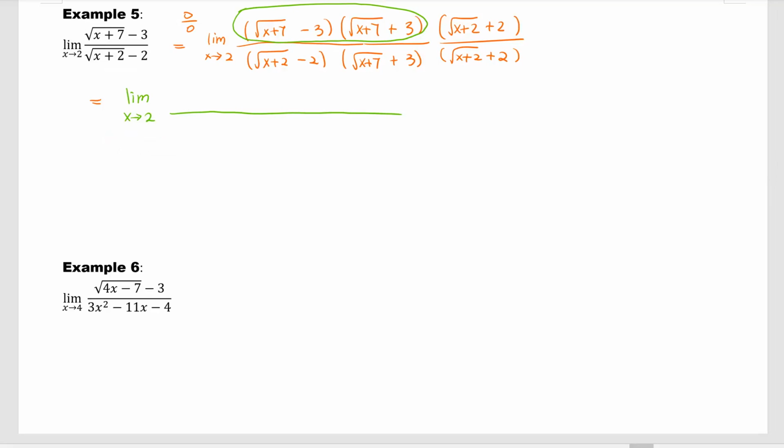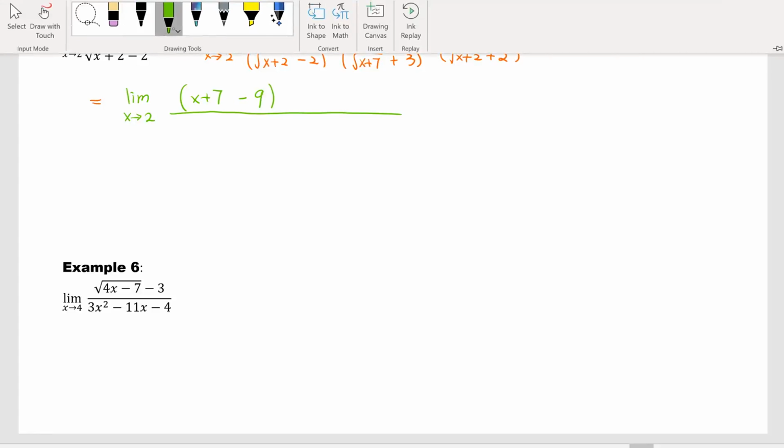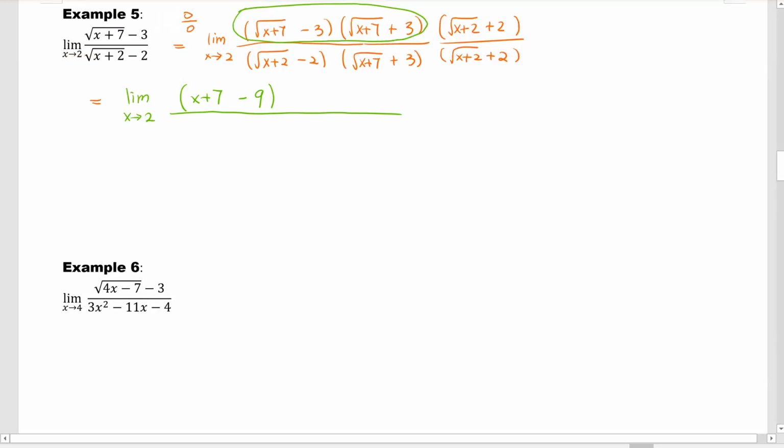Well, remember a minus b times a plus b is a squared. A squared is x plus 7. Square roots and square cancel. Minus b squared, 3 squared is 9. So this is what we get actually. Okay, and then we still have the term square root x plus 2 plus 2.